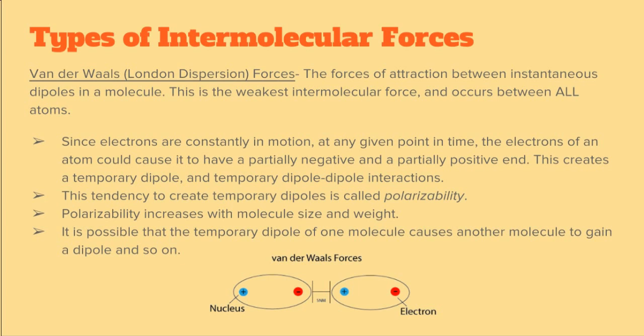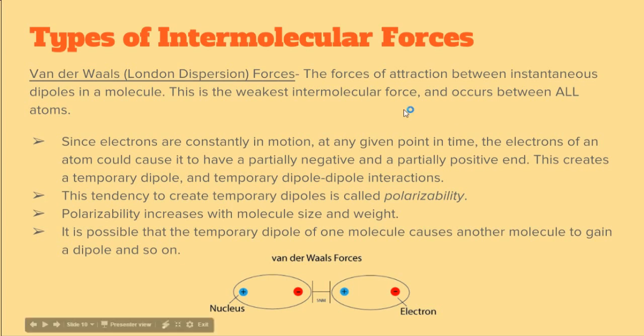So let's say when the electrons are constantly moving, at any given point in time, the left side has more electrons and the right side has fewer electrons. So the left side would be partially negative and the right side would be partially positive. And this creates a temporary dipole. London dispersion forces are the weakest intermolecular forces, and they occur between all atoms, so not just ions, not just dipoles. They occur between every single molecule.